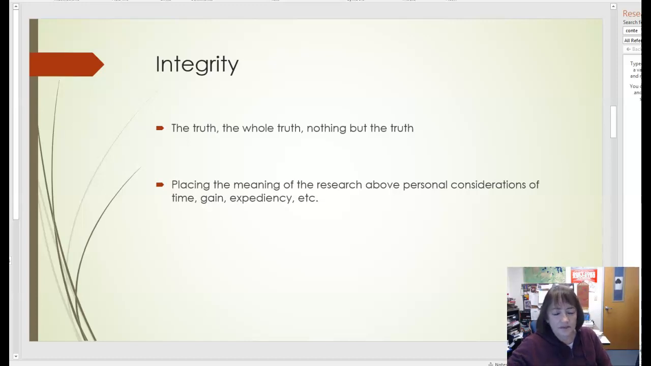And I believe this is placing the meaning of the research above personal considerations such as time, gain, and expediency. Now, I think in classwork, this is kind of difficult because you're required, for example, to write a 15-page paper and it's due on December 1st. You have to do the best you can within that time frame. So there's a balance to be struck between the framework and what you can accomplish in that particular amount of time. But in real life, I think you may be forced to not publish what you hoped to accomplish, to accomplish something else or something less if you have a firm deadline. But integrity rules no matter what.